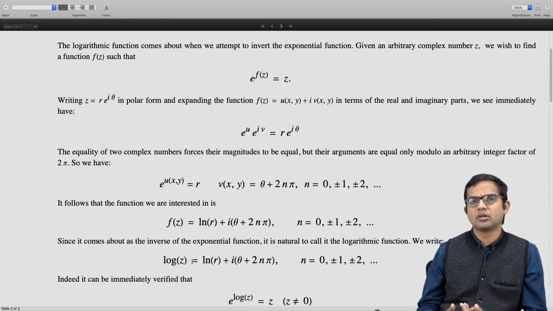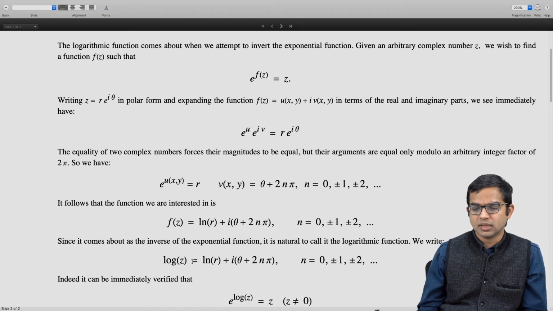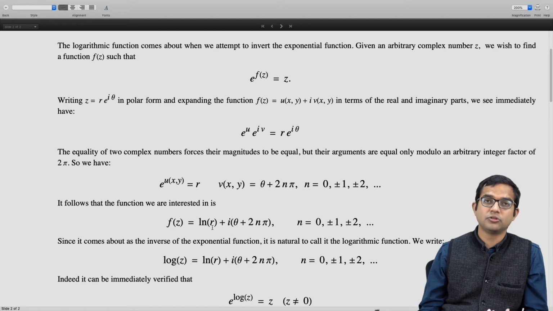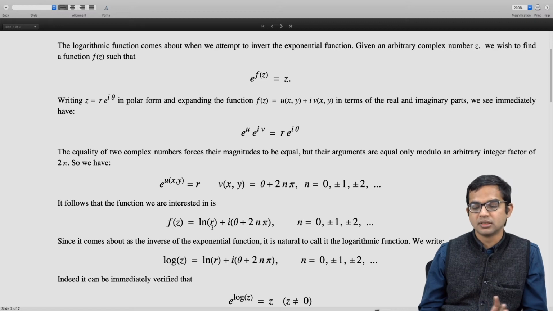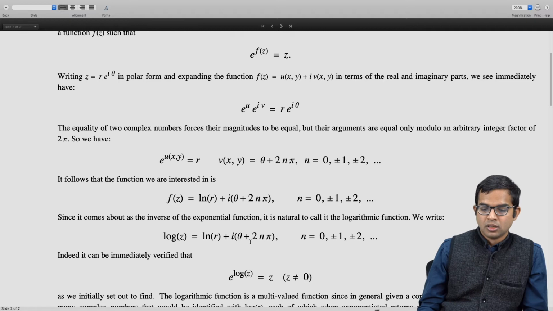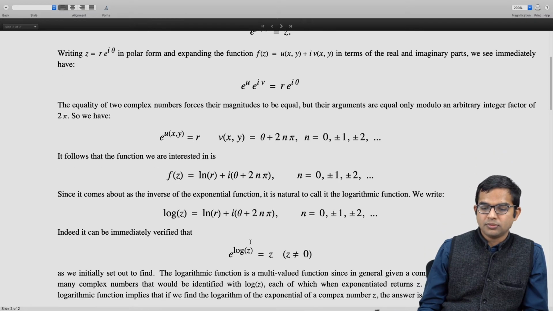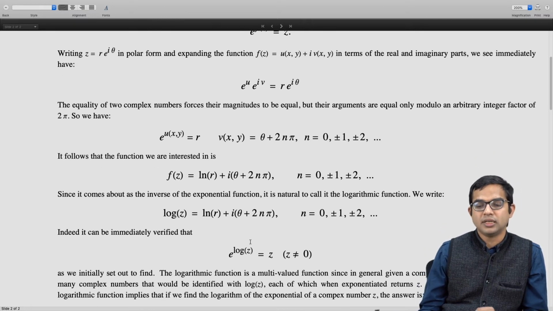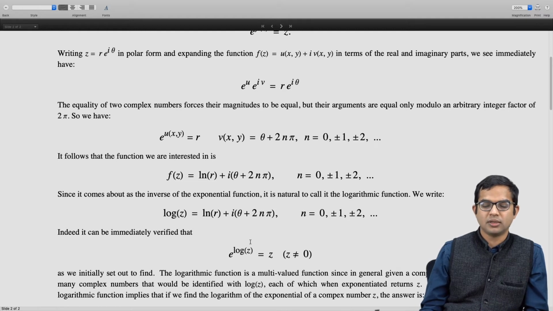Of course, z cannot be allowed to be 0 because log of 0 is not defined, right? You can take r to be very small and positive, but exactly at r equal to 0, this function has a singularity. It's not defined at this point. So we seem to have managed to find the inverse of the exponential function, namely log z.